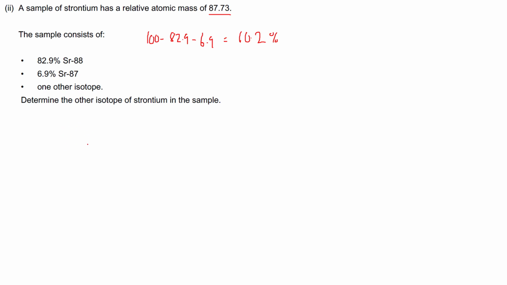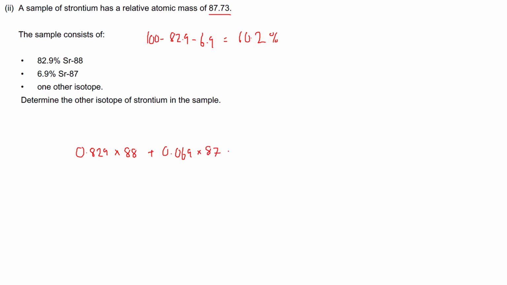Okay, so what we're going to do, same mathematics, same formula. Instead of doing it like we did last time, we're going to have an unknown in our equation. This time we know what the result was going to be, but we don't know everything leading up to it. So let's put in what we do know. We're going to do 82.9%, so 0.829 multiplied by 88. And we're going to add that to 6.9%, 0.069 of 87.